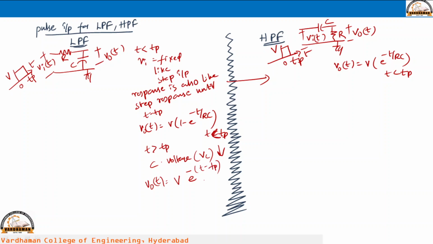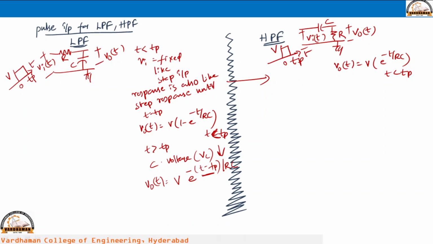You should not take simply e power minus t by RC, you should take t minus Tp, because this reduction in the capacitor voltage is not happening at t is equal to 0. This is happening after Tp seconds. After Tp seconds means there is a delay of Tp, that must be indicated like this. Like from signals and systems concepts, x of t minus t naught represents the delayed version. Like that, here also you should represent t minus Tp, that is delayed by Tp seconds.